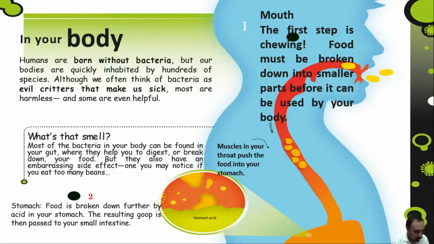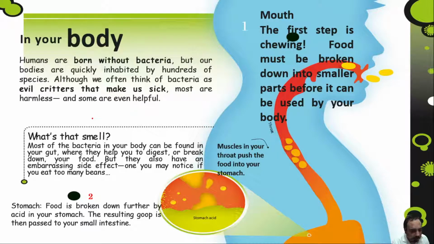For example, most of the bacteria in our body can be found in your gut, which helps to digest your food or even break it down. But they also have an embarrassing side effect, which one may notice when you eat beans. Another example: in the stomach, food is broken down, and the result is passed to the small intestine, while muscles in your throat push food into your stomach.